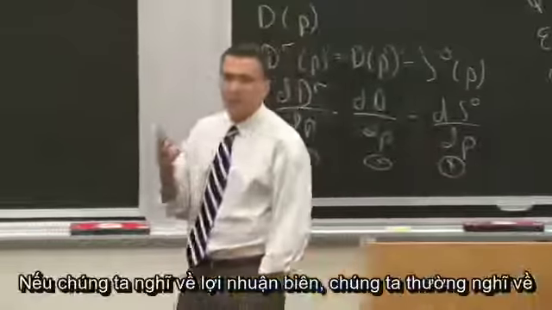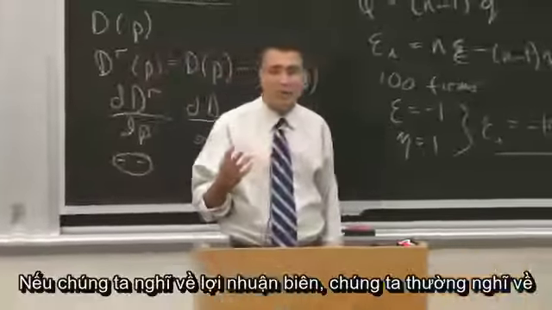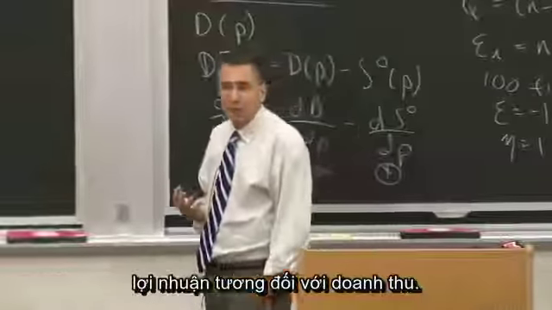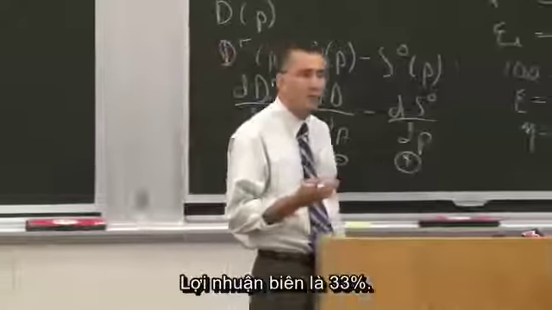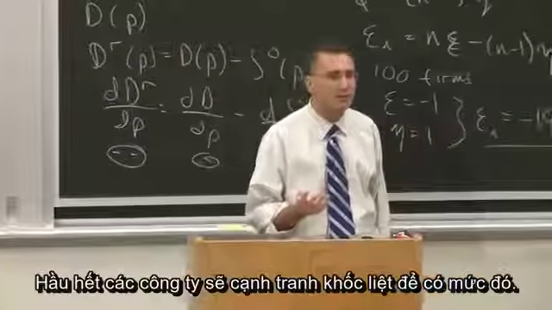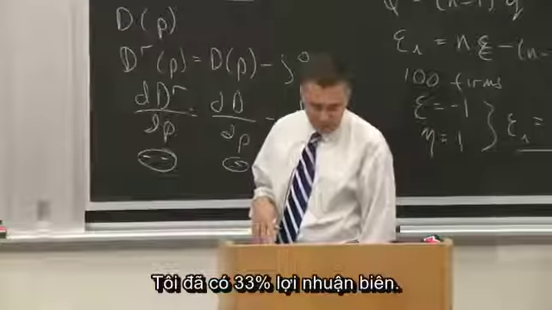If we think about profit margins, we'll often think about profit relative to revenue. Well, that's $20,000 in profit on $60,000 in revenue. It's a 33% profit margin. Most companies would kill for that. So you say that's not bad. Made a 33% profit margin.